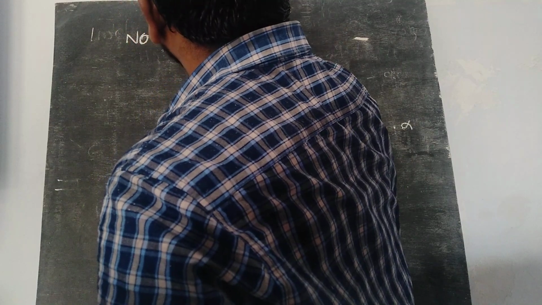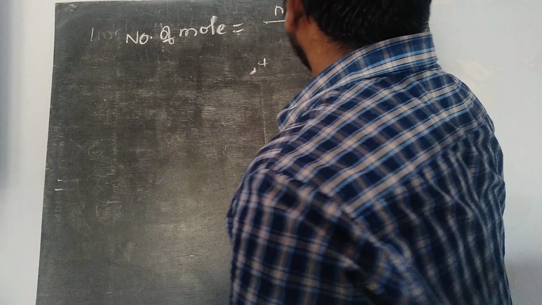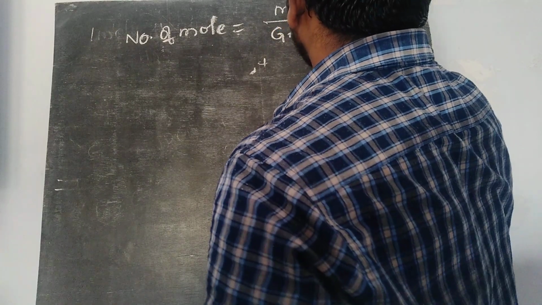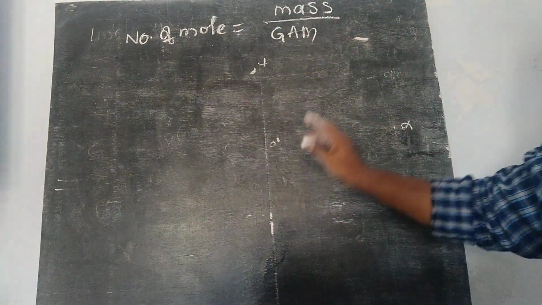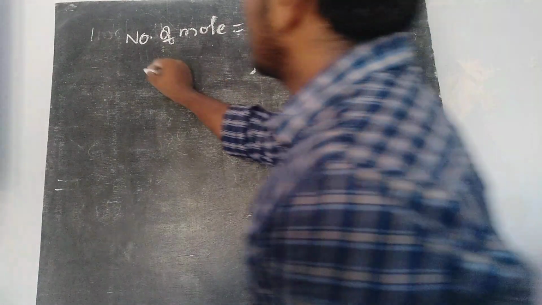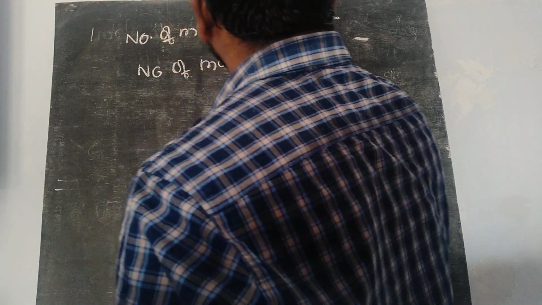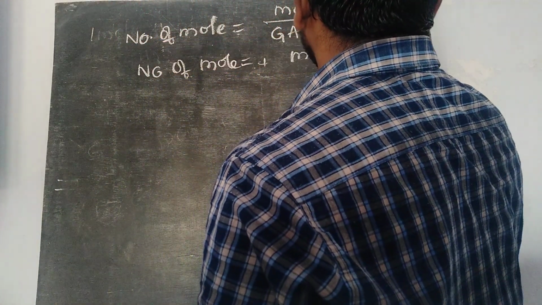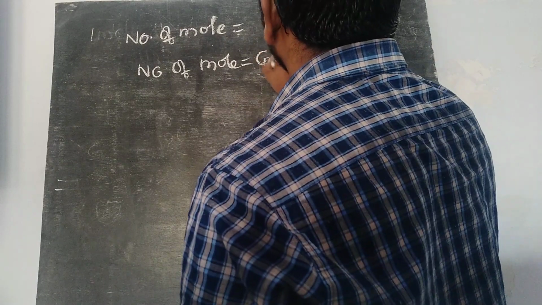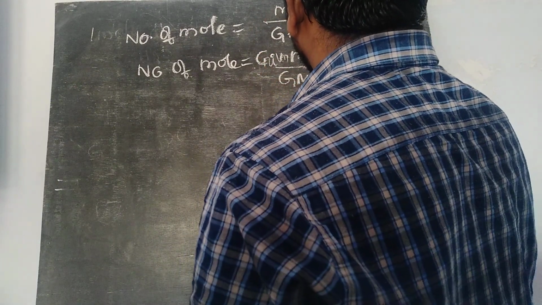The number of moles in a given atom is the given mass divided by the gram atomic mass. That's it. You have to know these formulas. For example, the number of moles in a molecule is the given mass divided by the gram molecular mass, whatever mass they give in the numerical.